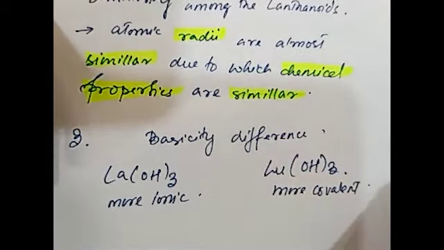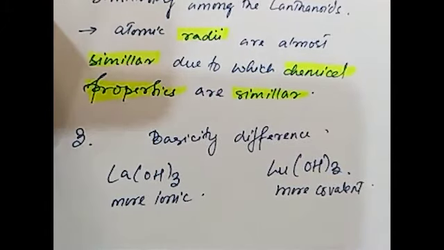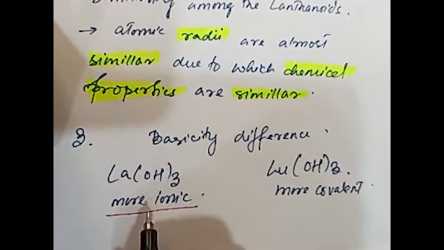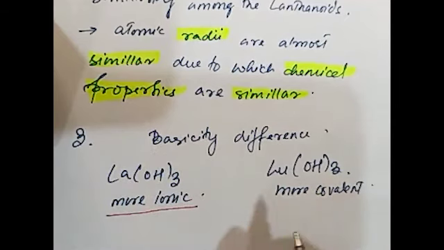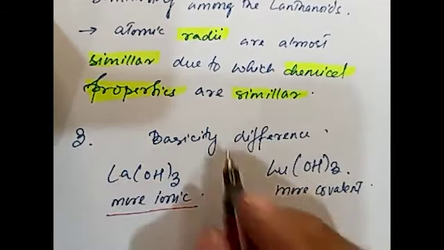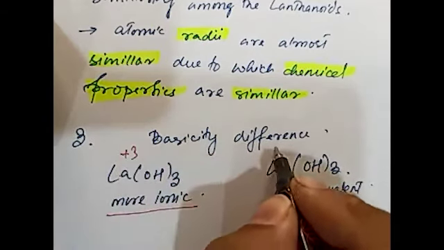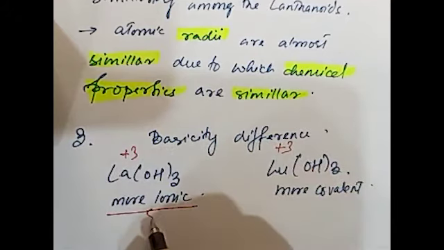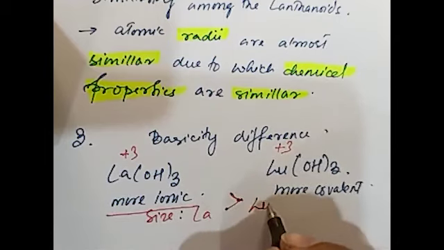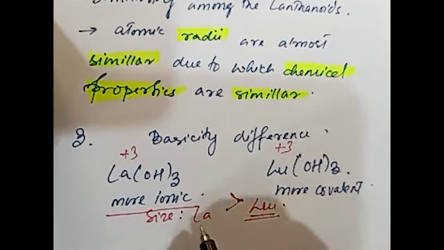Why is there the nature of ionic and covalency? This is mainly because of a few things. What is the main difference? The main difference why lanthanum hydroxide is more ionic and lutetium hydroxide is more covalent is due to the fact that lanthanum is bigger in size and lutetium is smaller in size. Both have the same charge, but on size comparison, lanthanum has greater size compared to lutetium. Lutetium's size is smaller, lanthanum's size is bigger. This is the main reason.